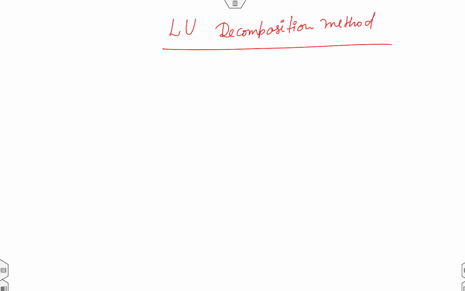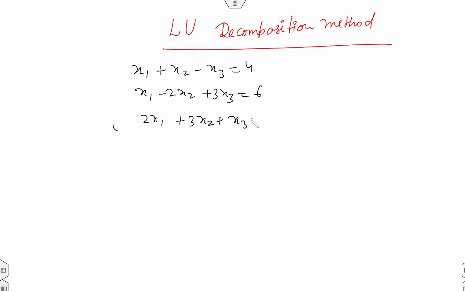Hello everyone, in this video lecture we will discuss the LU decomposition method for finding the solution of a system of linear equations. Let us explain the method with the help of an example. Suppose we have to compute the solution of the system x1 plus x2 minus x3 equal to 4, x1 minus 2x2 plus 3x3 equal to 6, 2x1 plus 3x2 plus x3 equal to 7.